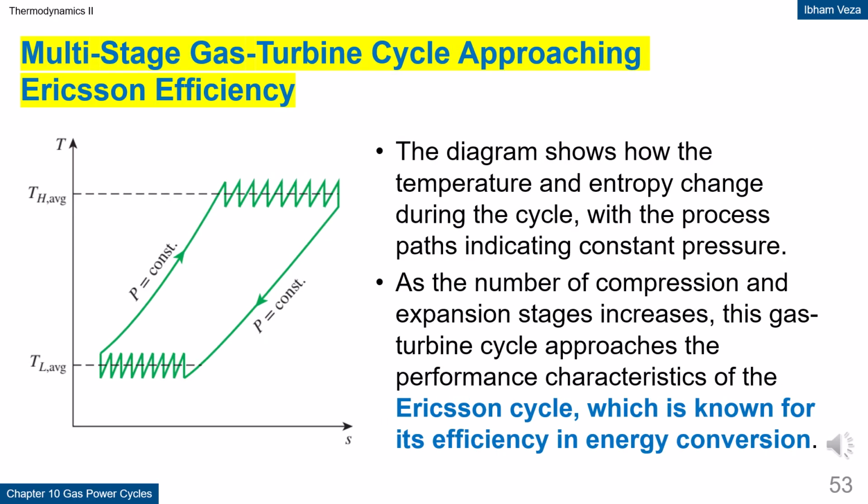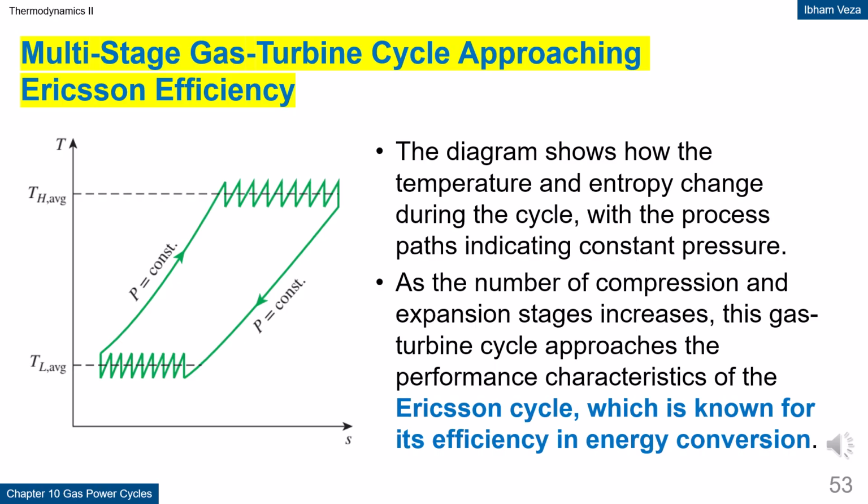Multi-stage gas turbine cycle approaching Ericsson efficiency. This diagram shows that by increasing the number of compression and expansion stages, the Brayton cycle can approach the characteristics of the Ericsson cycle. Under ideal conditions, the processes become nearly isothermal.